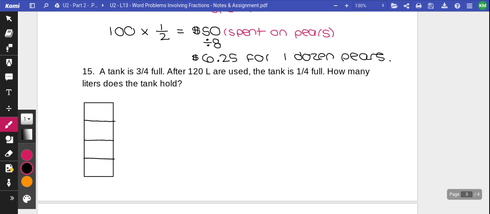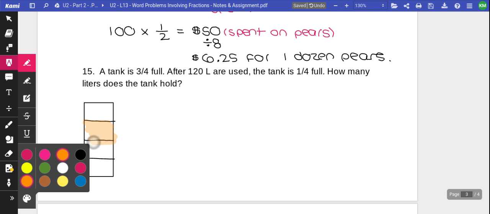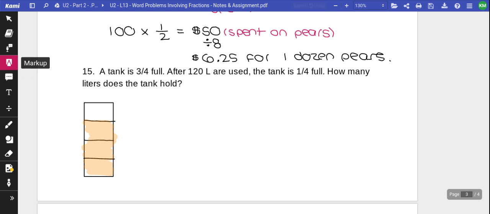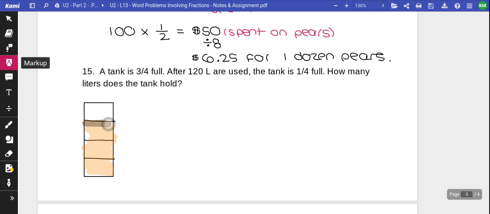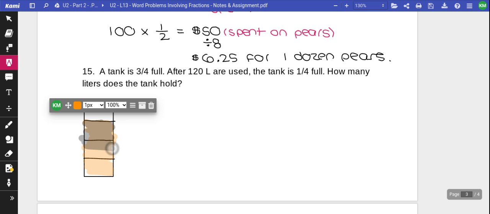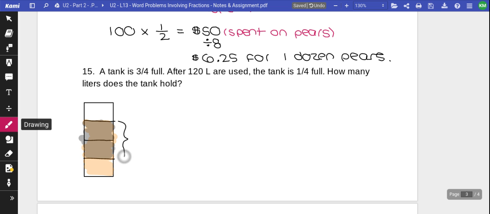Follow me so far. When 3/4 are full, it looks like this. But then they said they used some. How much did they use? 120 liters. And what did that take the gas tank down to? 1/4. Yeah, it took it down. So would you agree they used up that, meaning that these two together were 120 liters?